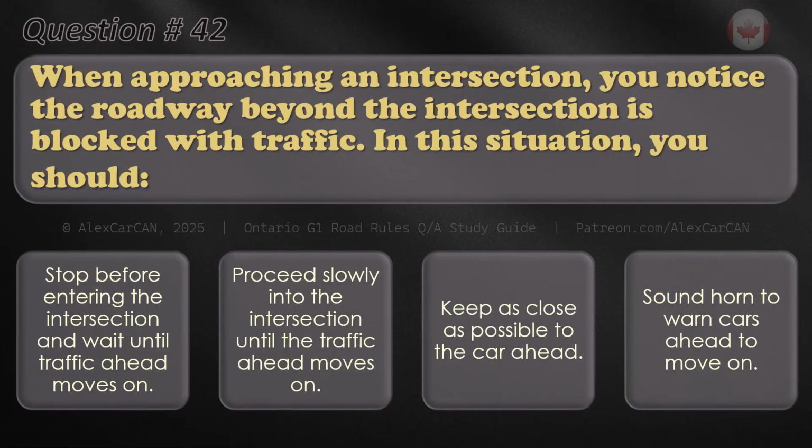Question number 42. When approaching an intersection, you notice the roadway beyond the intersection is blocked with traffic. In this situation, you should stop before entering the intersection and wait until traffic ahead moves on. Proceed slowly into the intersection until the traffic ahead moves on. Keep as close as possible to the car ahead. Sound horn to warn cars ahead to move on. The correct answer is stop before entering the intersection and wait until traffic ahead moves on.